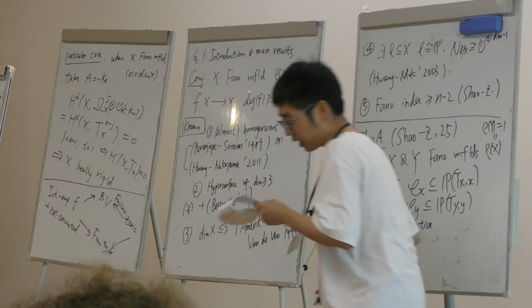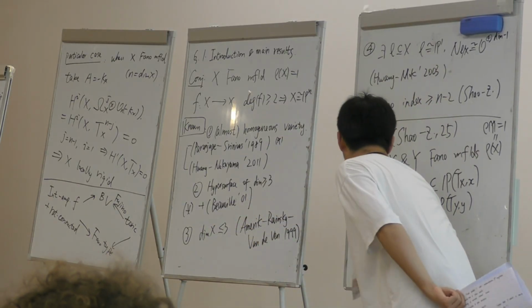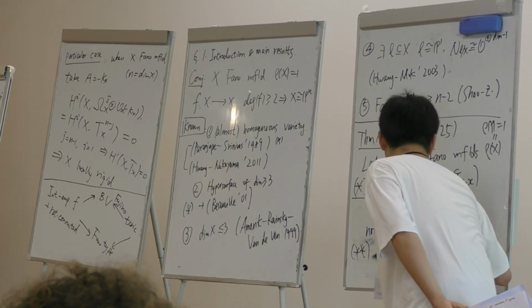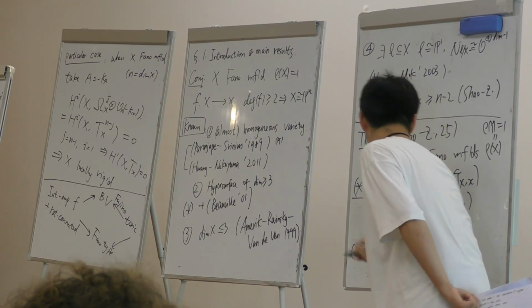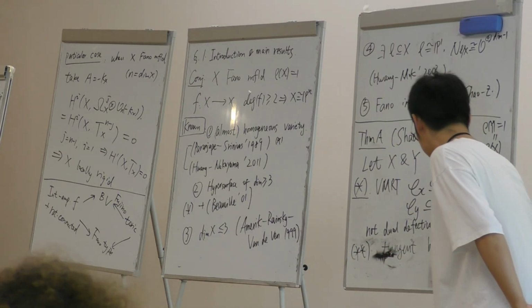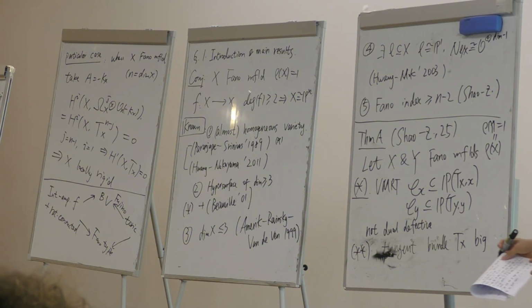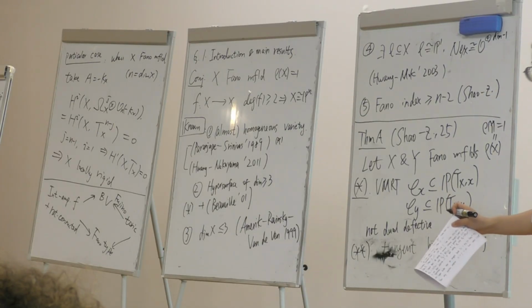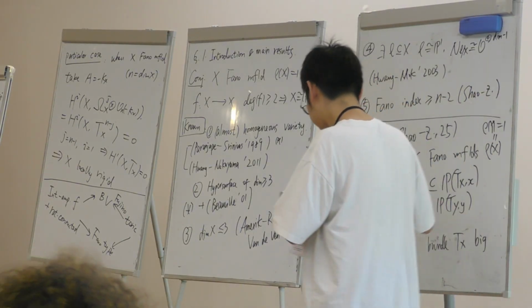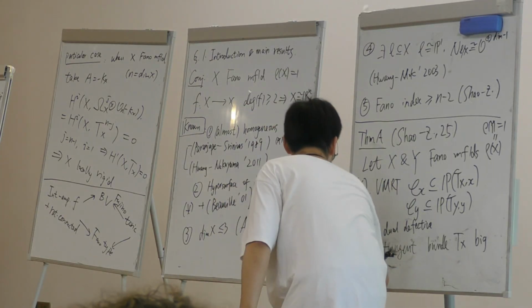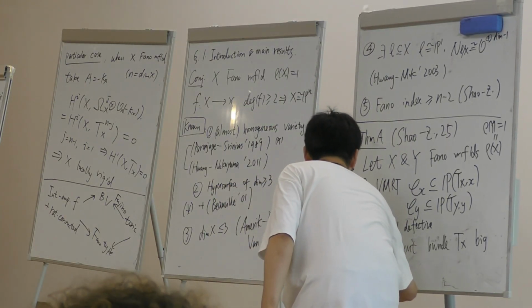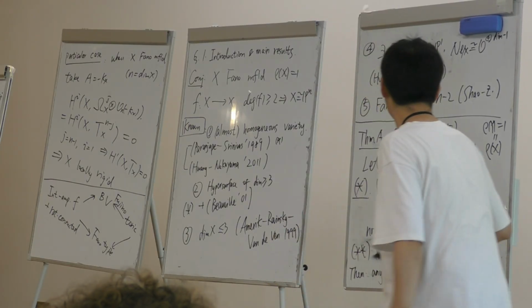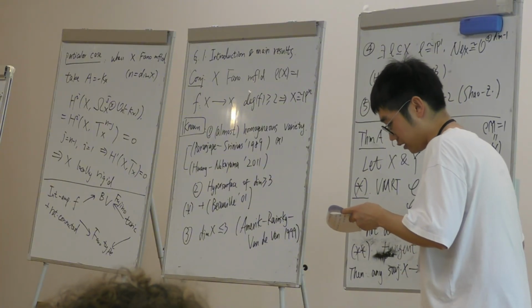Okay, the second assumption is that the tangent bundle T_X is big. This means if we consider the Grothendieck projectivization of the tangent bundle, then the tautological line bundle is big. Then the conclusion is that any surjective morphism from X to Y is an isomorphism.